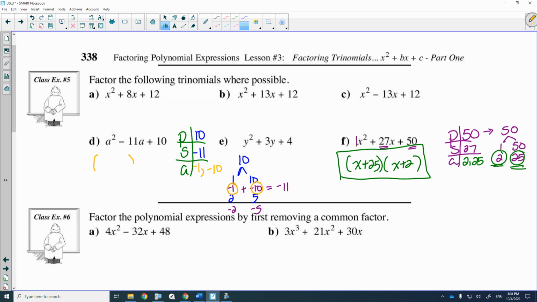Now, when you set up your brackets, same as before, the only thing that's different is I can't put an X at the beginning of my bracket. I have to put an A. So one of my answers is going to be A minus 1, and the other one's going to be A minus 10.